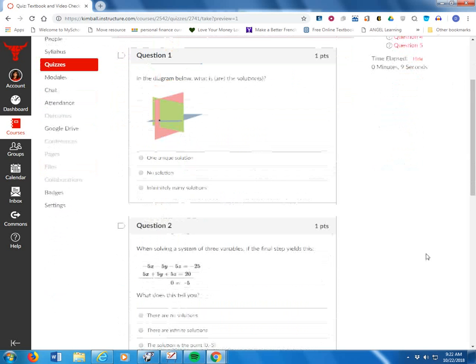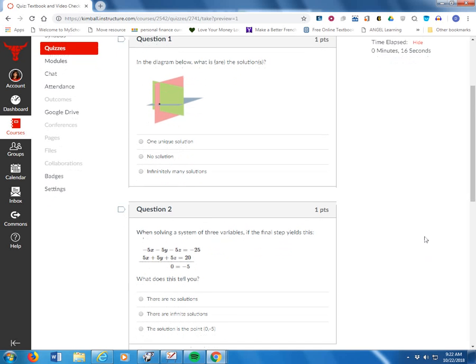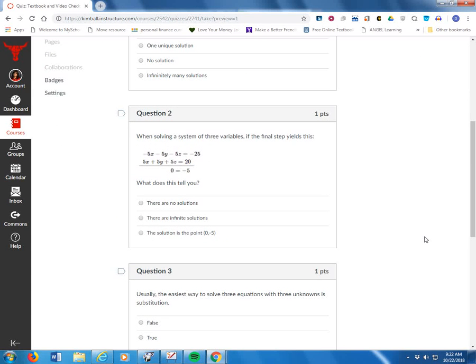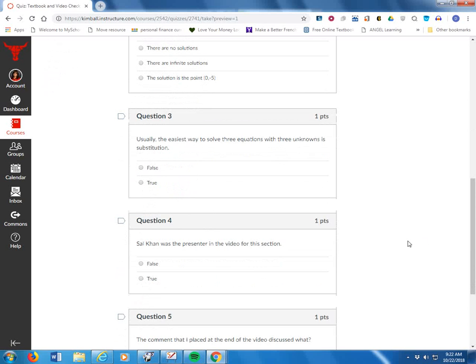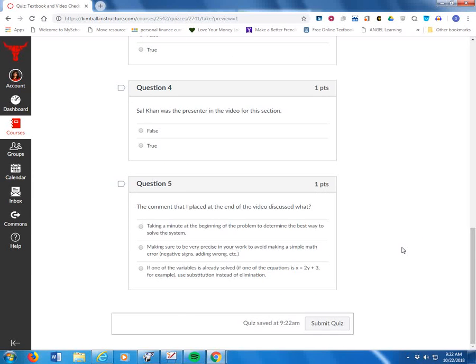Okay, so in the diagram below, this one has one unique solution. You can see it's right there at that point. Question 2, when solving a system of 3 variables, if the final step yields this, what does it tell you? There are no solutions. Usually the easiest way to solve 3 equations with 3 unknowns is substitution. False. Elimination. False. And the comment I add is take a minute at the beginning of the problem to determine the best method. Okay. That is it.